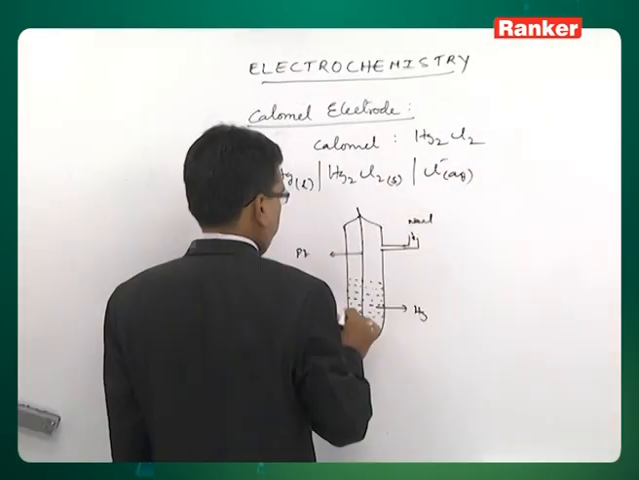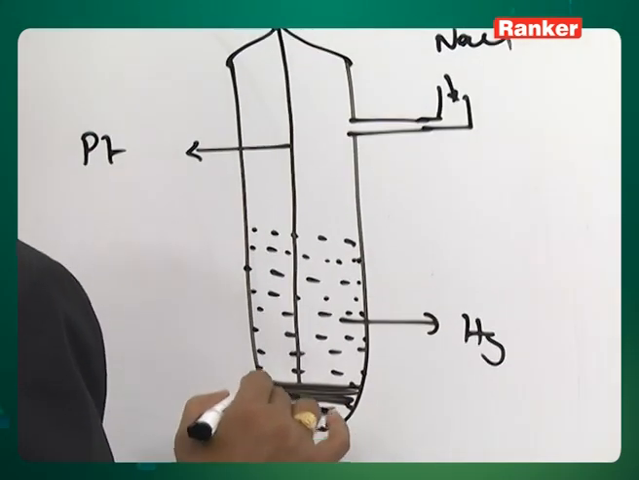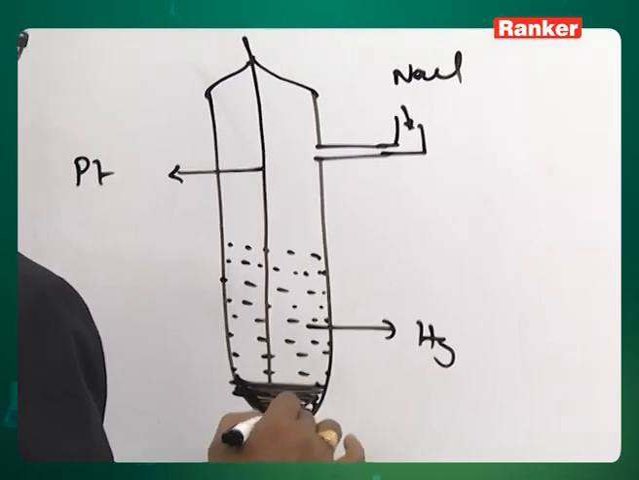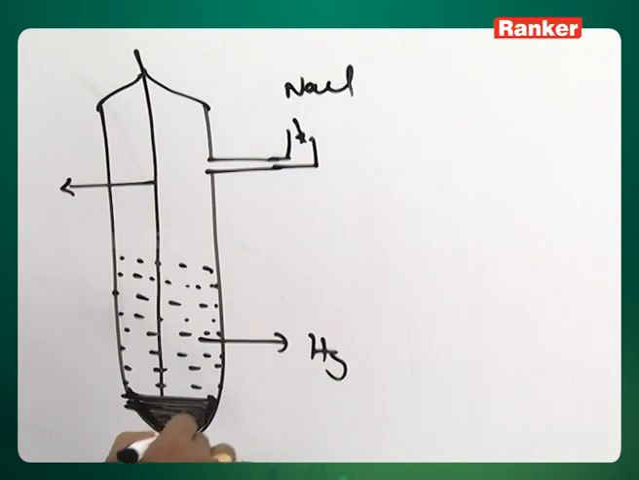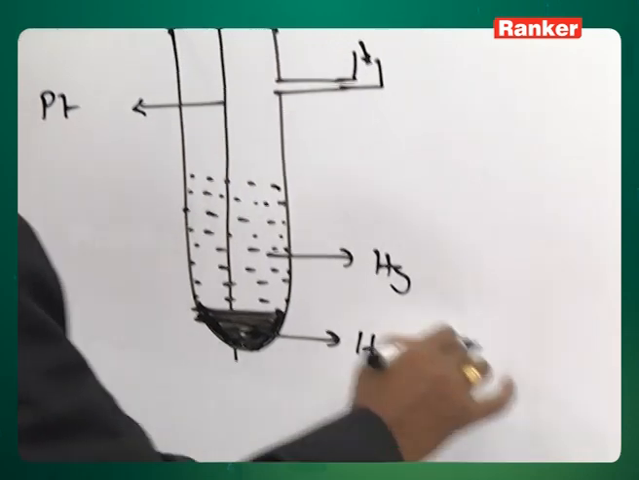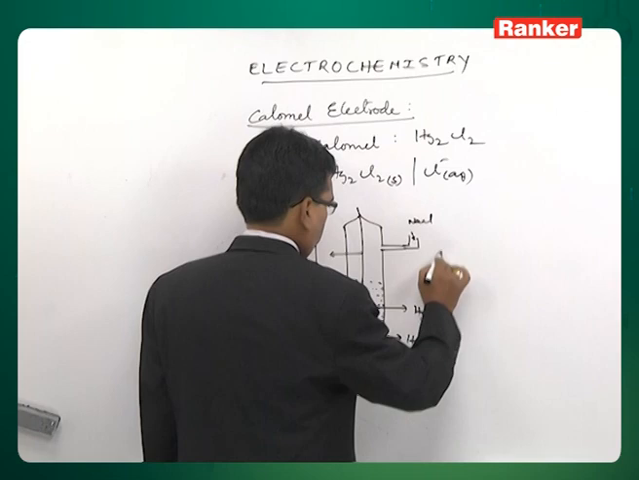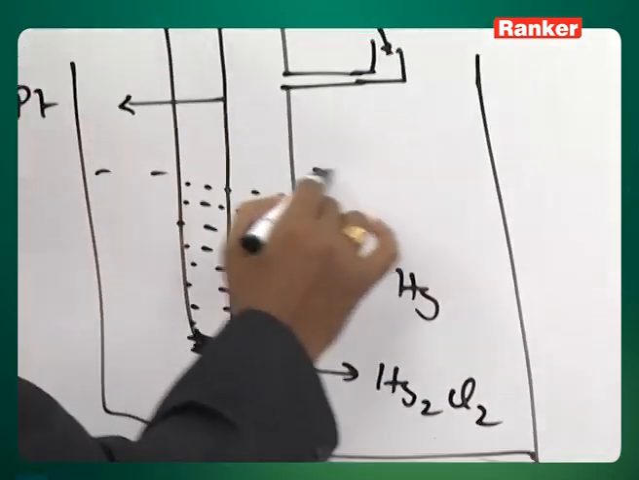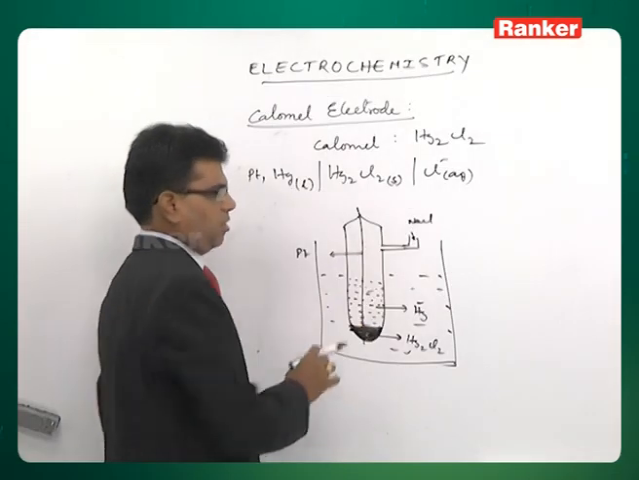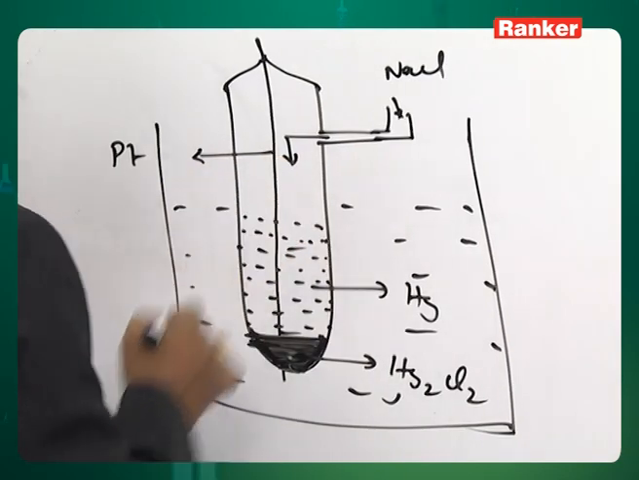NaCl solution. So, if an NaCl solution is passed, here you will get a precipitate of Hg2Cl2. This Hg2Cl2 precipitate you will have, and of course it can be kept in a tank of NaCl solution, or else, this is as it is what we actually use. So, this is NaCl solution.